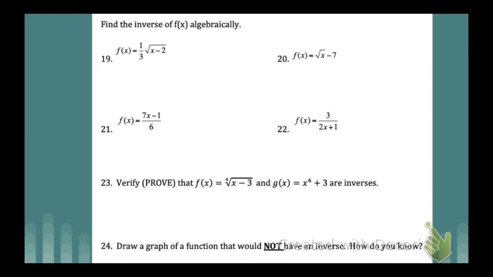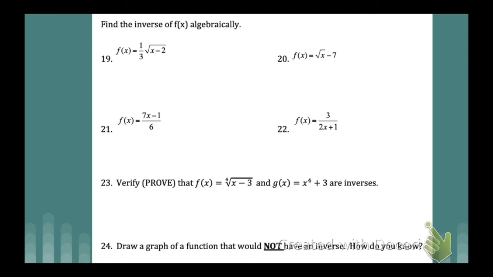For problems 19 through 22, we are finding the inverse of f of x algebraically. Remember, that means we're going to replace f of x with y, and then we're going to switch our x and our y and solve for y. In the end, make sure you replace y with f inverse of x, which stands for the inverse of f.